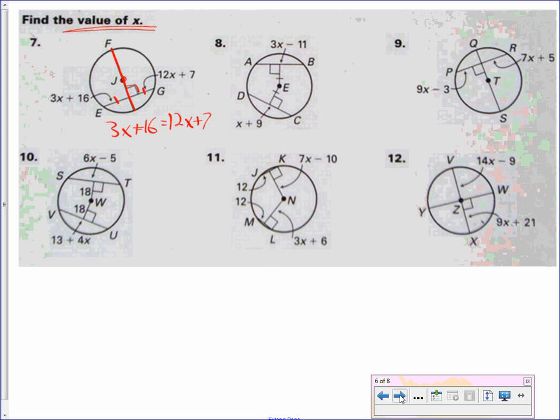Question number 8. We haven't used this property yet in examples, but we've got a center of a circle. We have chord AB, chord DC. We're going perpendicular to that chord a certain distance. We're going perpendicular to this chord the same distance. So these two chords are equidistant from the center, so that means the chords are equal.